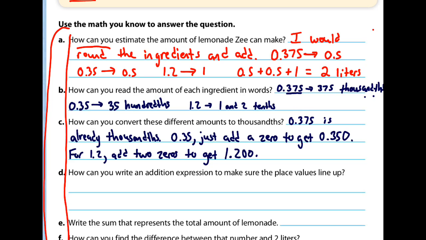So if you have it in your own words but have it correct, you don't have to change yours. If you have a mistake, please pause the video and fix your mistake. Now D says, how can you write an addition expression to make sure the place values line up?